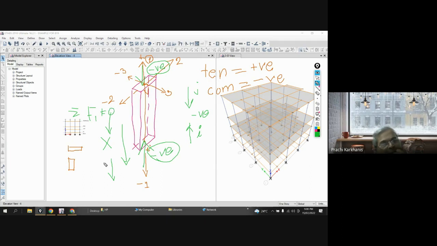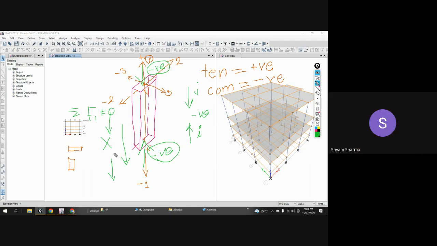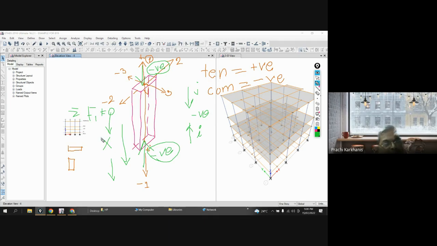Clear? But sir, actually, this is your concept. The concept is wrong. Actually, in ETABS, you will see this as negative. So both ends will show you a negative sign, because we are considering compression negative and tension positive.